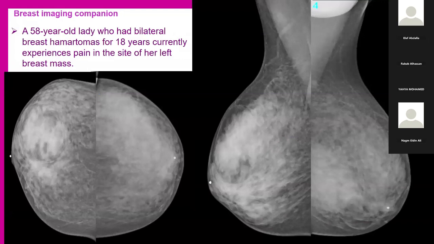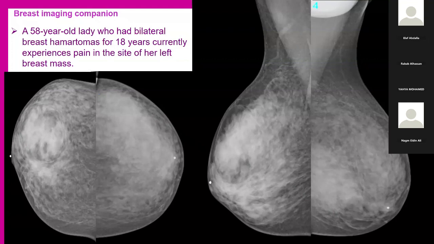The next patient is a 58-year-old lady who had bilateral breast hamartomas for 18 years. Currently she experiences pain and a left breast mass. This is her mammogram, which is extremely dense, reducing the sensitivity of the study. Here we can see the typical appearance of hamartoma on the right side, CC and MLO. But on the left side, I can see a mass that is not typical of a hamartoma.